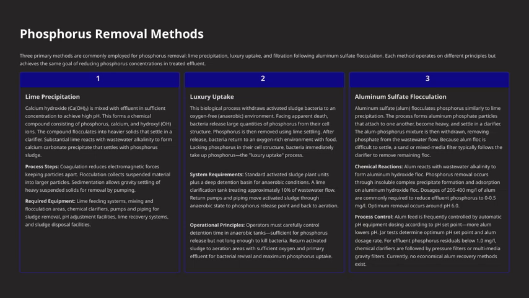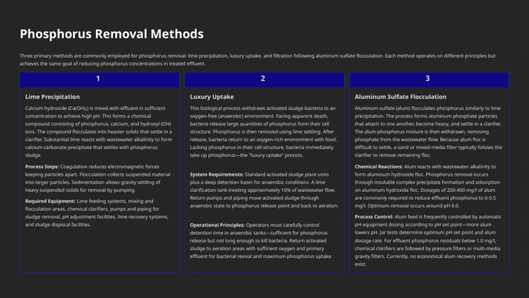Let's now take a look at the main methods used for phosphorus removal, which are crucial for maintaining water quality. There are 3 primary techniques: lime precipitation, luxury uptake, and filtration after aluminum sulfate flocculation. Each method relies on different principles, but ultimately aims to reduce phosphorus levels in the treated effluent.